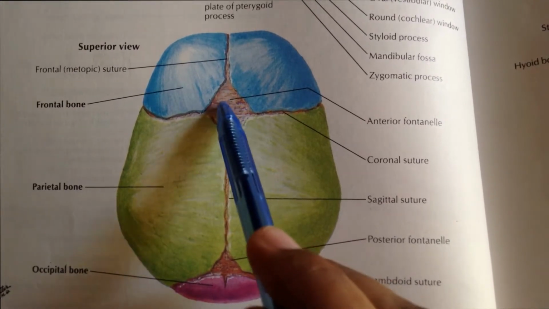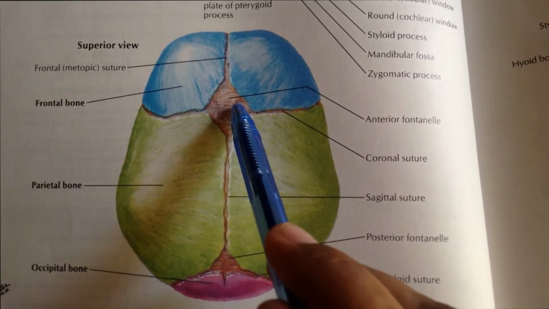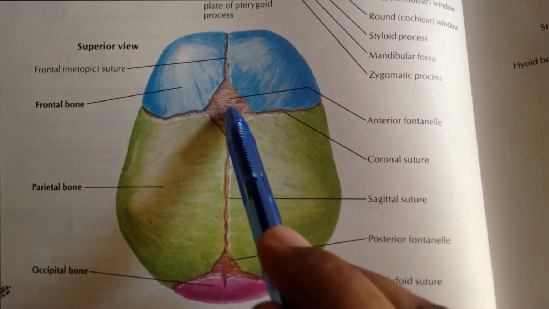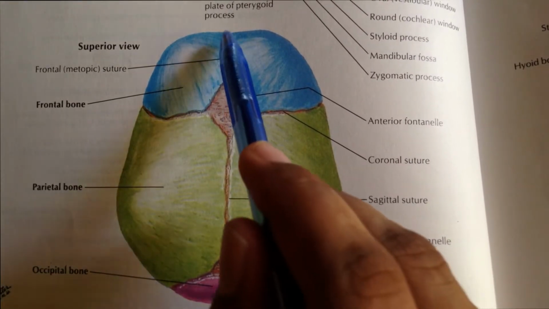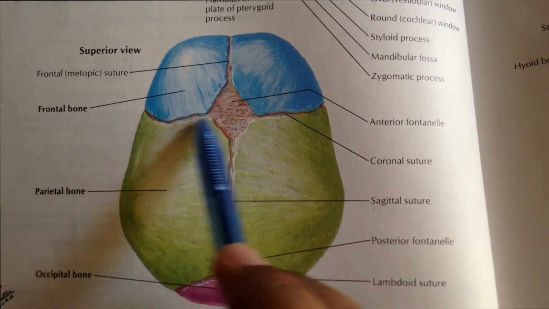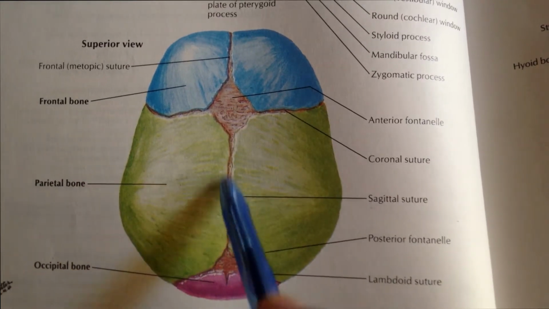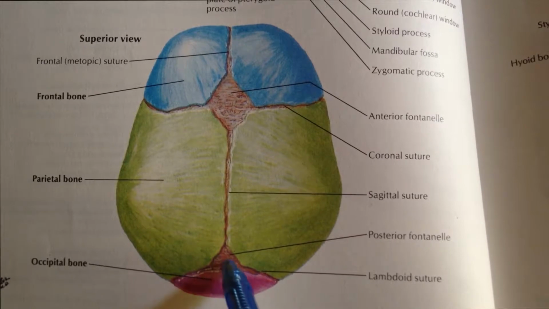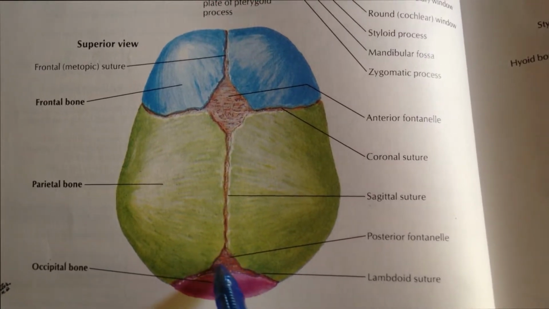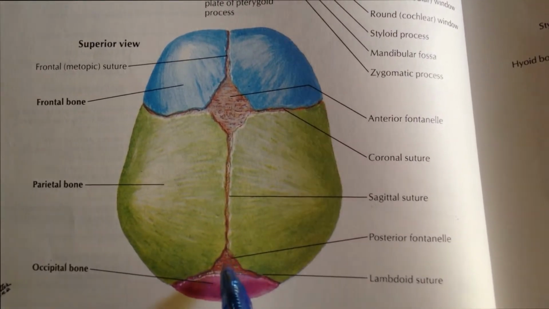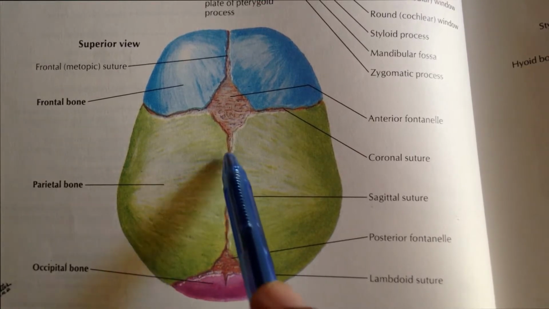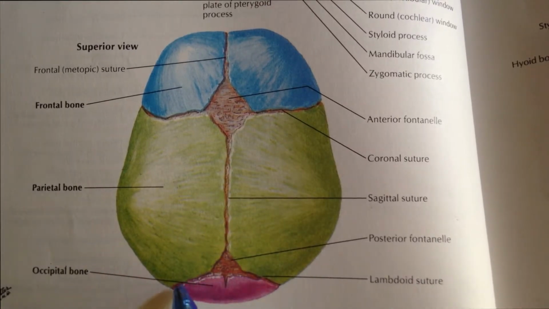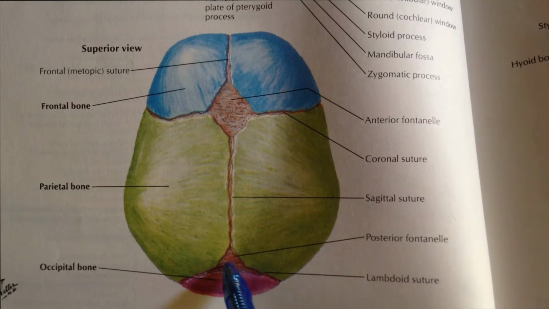So the anterior fontanelle is of diamond shape, and it is at the junction of the frontal suture, coronal suture and sagittal suture, and the posterior fontanelle is of triangular shape, and it is at the junction of the sagittal suture and lambdoidal suture.